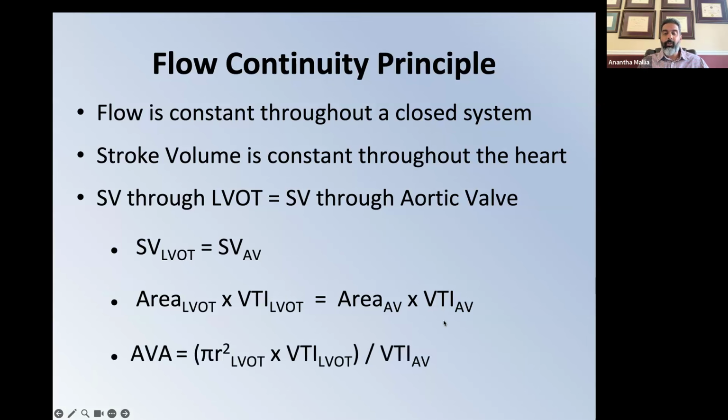And if you solve for aortic valve area, it's the cross-sectional area of the LVOT, which is pi r squared of the LVOT, multiplied by the LVOT VTI, divided by the aortic valve VTI. That will get you your aortic valve area. So this is an application of the flow continuity principle to essentially solve for the aortic valve area using velocities and cross-sectional area measurements. Okay.